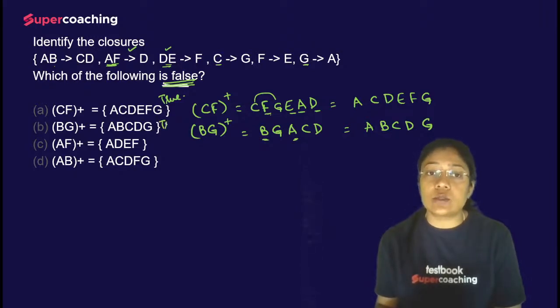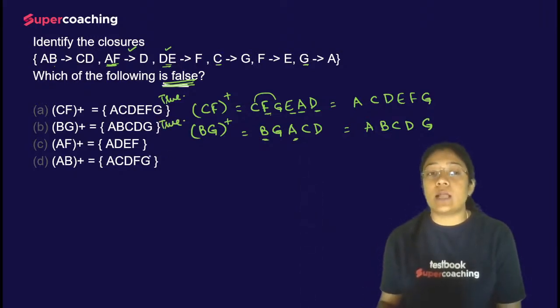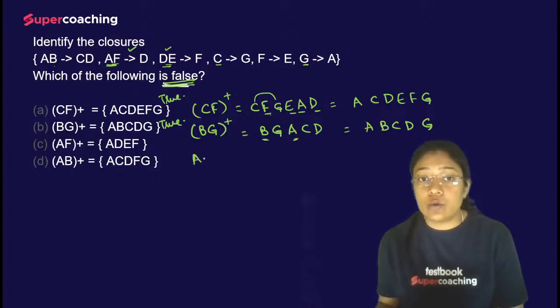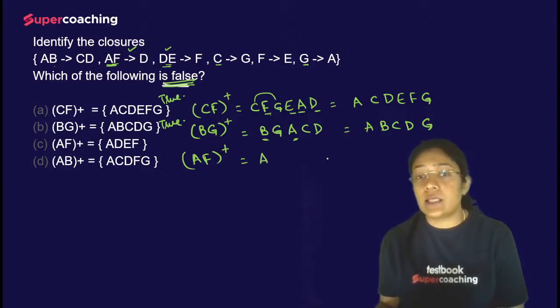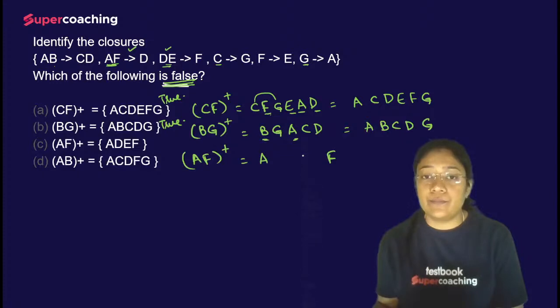So this means this is also true. This cannot be the answer. AF closure. Find out AF closure. AF will be determining itself. आप इस तरीके से भी लिख सकते हो एक ही स्टेप में AF. AF is determining D and F is determining E.